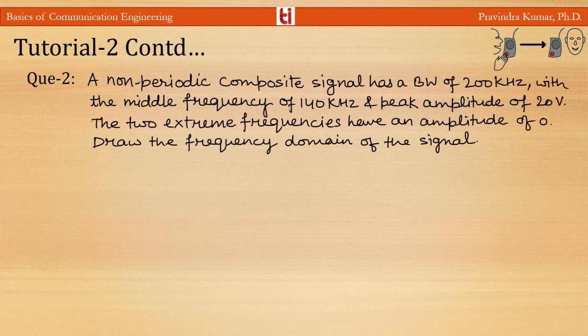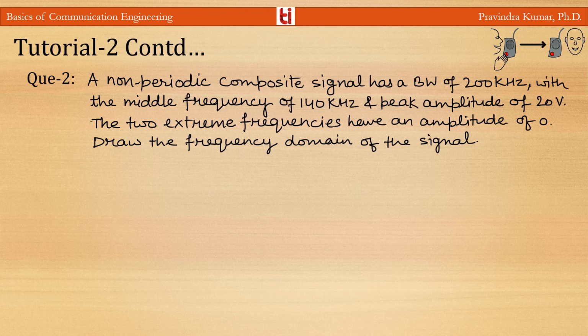Now another question. A non-periodic composite signal has a bandwidth of 200 kHz with the middle frequency of 140 kHz and peak amplitude of 20 volt. The two extreme frequencies, meaning the lowest frequency and highest frequency, have the amplitude of 0. Draw the frequency domain of the signal.